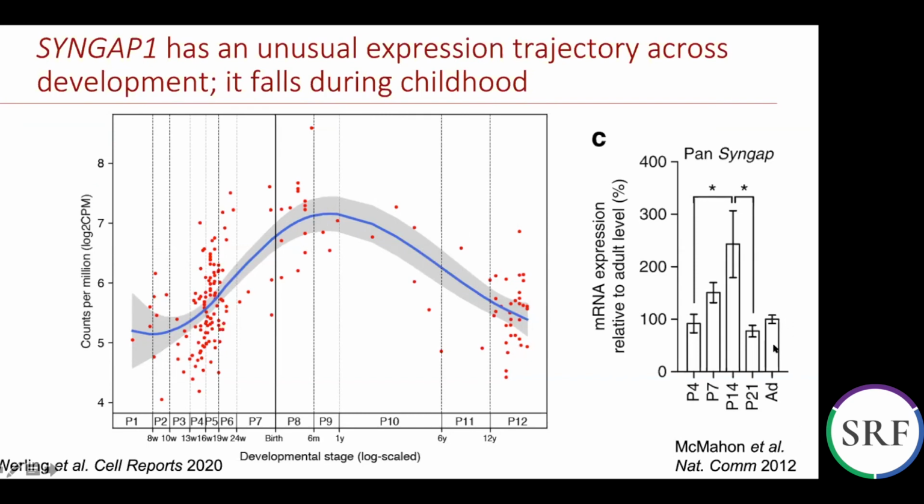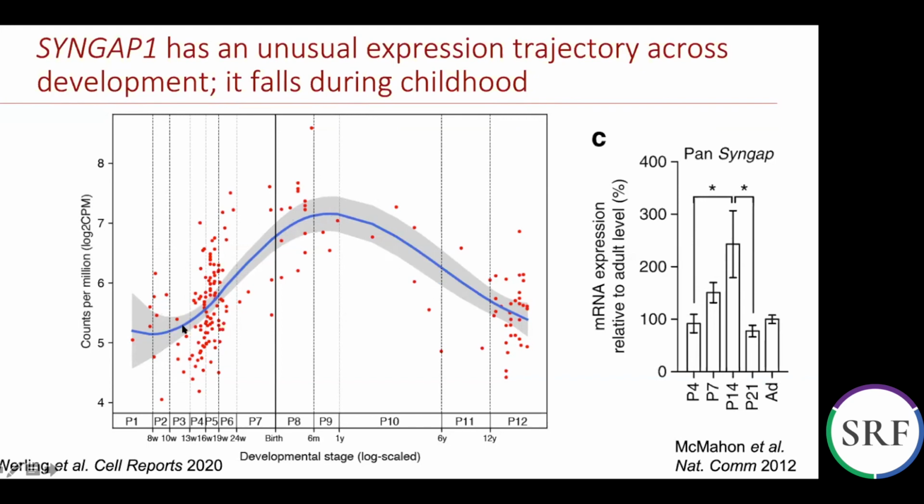Over here is some data from 2012 done in the mouse brain. P4 is day 4 after birth, P14 is day 14 after birth, and AD is adult. And this is looking at SynGAP1 expression over time. What we find is that there's a peak around P14, and this pattern really links up quite nicely with what we're seeing in the human cortex.